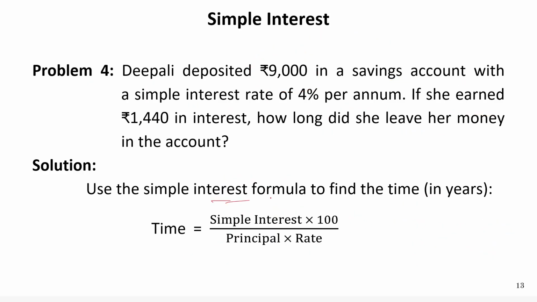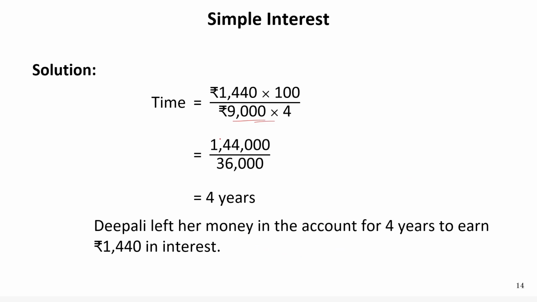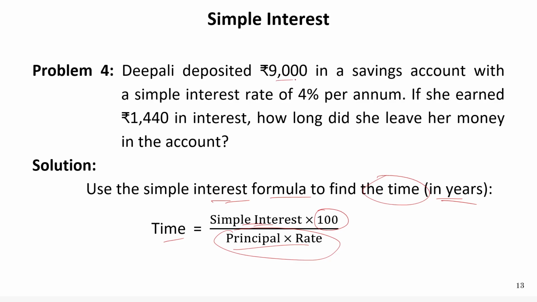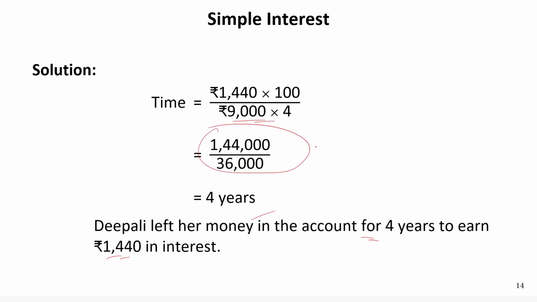So using the simple interest formula to find the time in years, time is equal to simple interest into 100 by principal into rate in the denominator. So what we are left with is 144,000 by 36,000, that is equal to 4 years. So Dipali left her money in the account for 4 years and got this much in interest. So if Dipali deposited this much in the savings account and the interest rate was 4% per annum, then she earned this much in interest, and she left her money in the savings account for 4 years. So 4 years is the answer here.